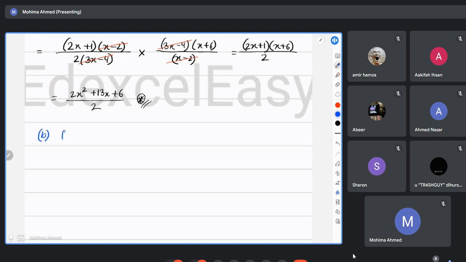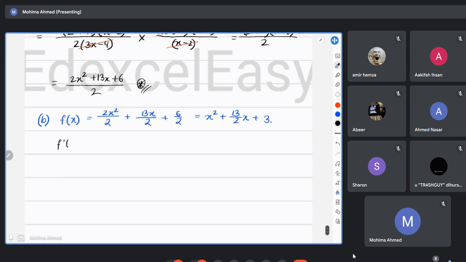Okay. We're just going to simplify the equation and write it as 2x squared divided by 2, then 13x divided by 2, then 6 divided by 2, which eventually makes your equation look like x squared plus 13 by 2 x plus, and 6 by 2 is what? 3. Okay, now I can easily differentiate it, which is going to be 2x plus 13 by 2.